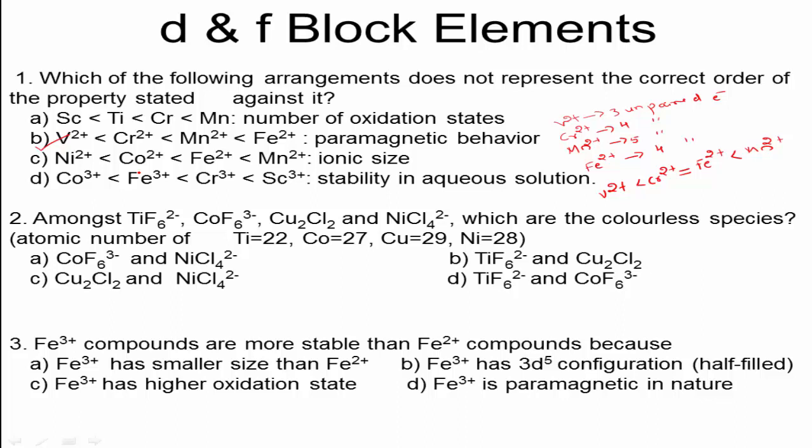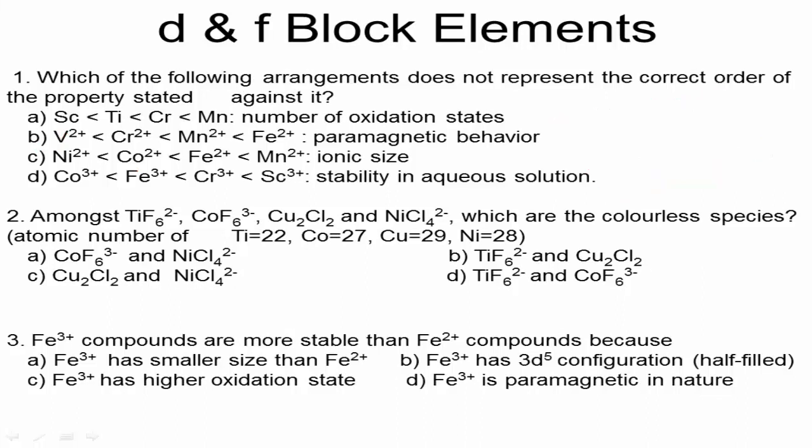Next, question number 2. Among TiF6 2 minus, CoF6 3 minus, Cu2Cl2 and NiCl4 2 minus, which are the colorless species? Atomic numbers of titanium 22, cobalt 27, copper 29 and nickel 28 are already given. Options are option A CoF6 3 minus and NiCl4 2 minus, option B TiF6 2 minus and Cu2Cl2, option C Cu2Cl2 and NiCl4 2 minus, and option D TiF6 2 minus and CoF6 3 minus.